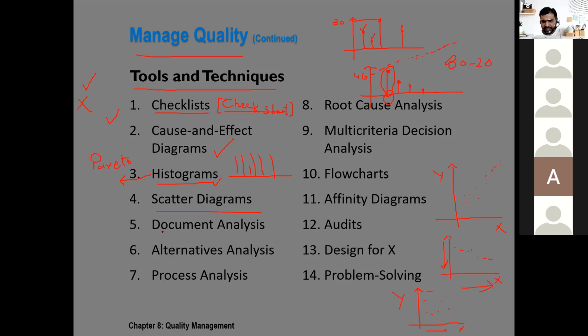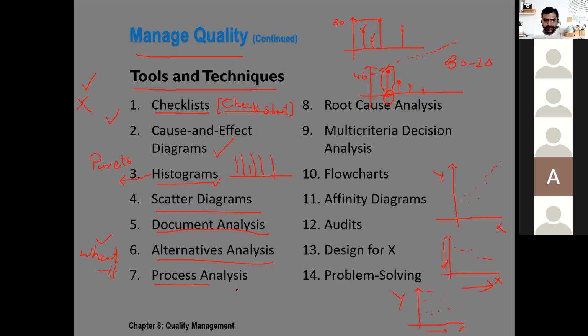Document analysis is nothing but the research that we do from our organizational process assets, their repositories, their databases, or overall research. Alternative analysis, we have already studied about it, and this is also called what-if analysis. What-if analysis means that if you change one condition, one variable, one resource, then what will happen?